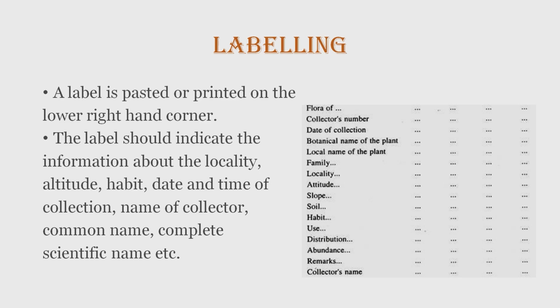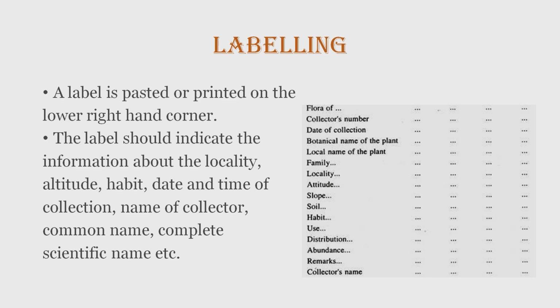Next important part is labeling. Without labeling, a herbarium sheet has got no value. A label is pasted or printed on the lower right hand corner. The label should indicate the information about the locality, altitude, habit, date, time of collection, name of the collector, common name and complete scientific name.